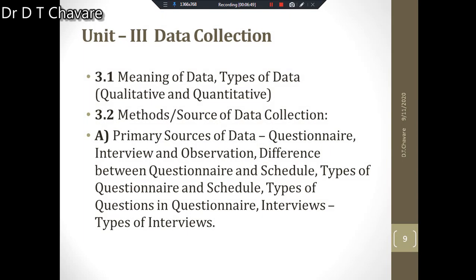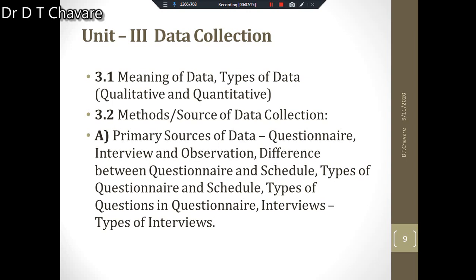Then the third unit is also there, that is data collection. In this unit, what is the meaning of data collection? What is the meaning of data? The first point is the meaning of data and types of data, and it will include qualitative and quantitative data. This point is also there.